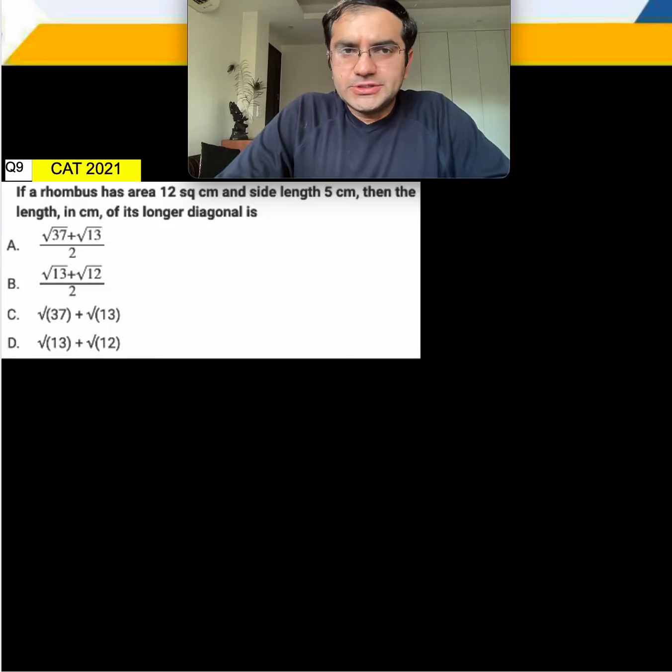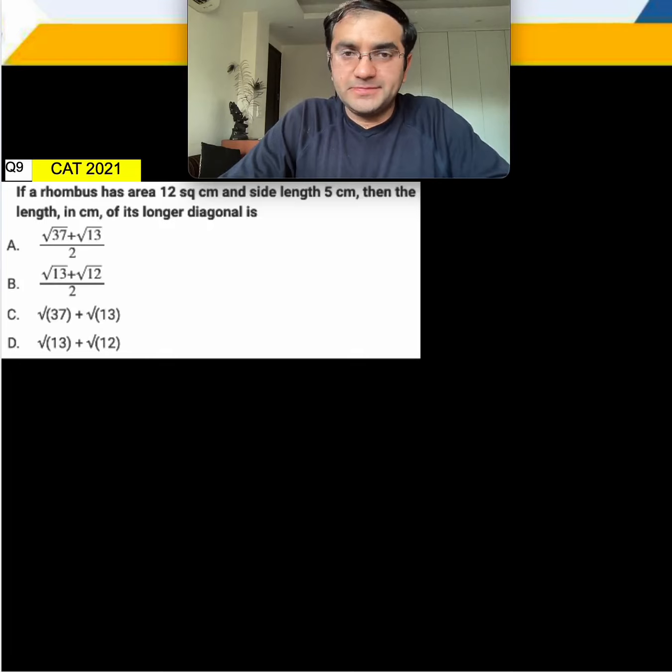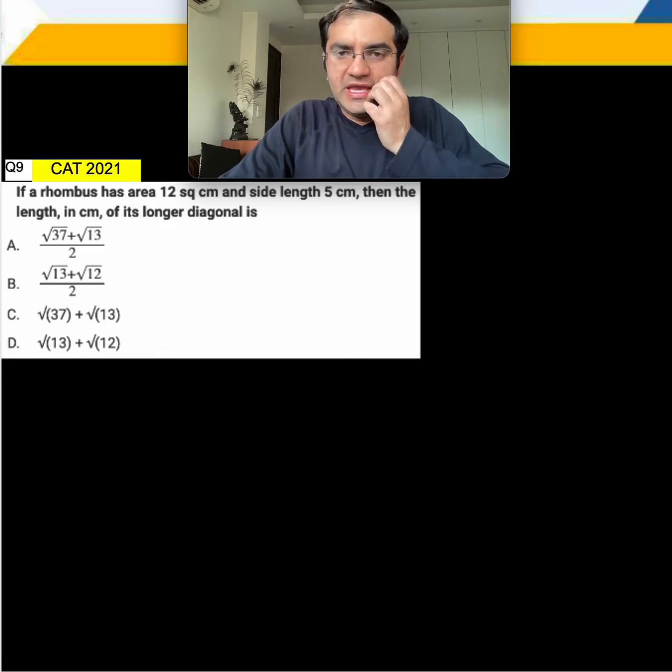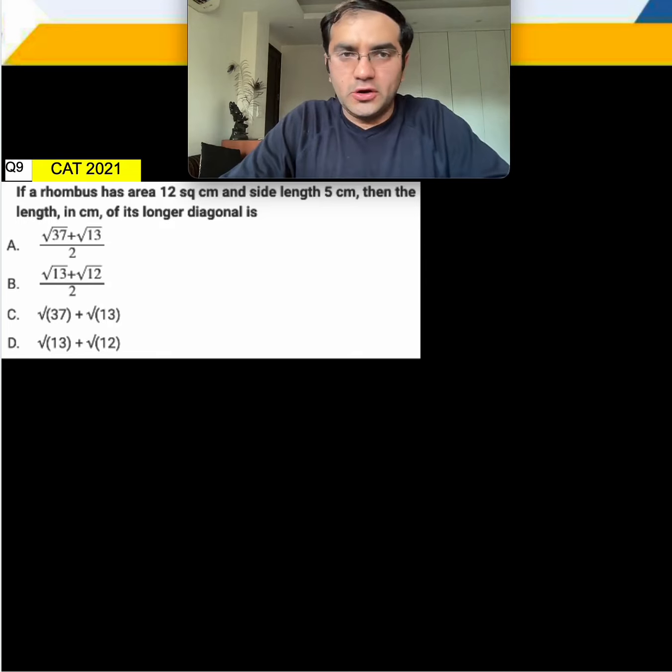This is a geometric question with a little bit of algebra included into it, so it becomes therefore a difficult question and possibly for round 2 or maybe worth leaving. A rhombus has area 12, side 5, and we need the length of the longer diagonal.